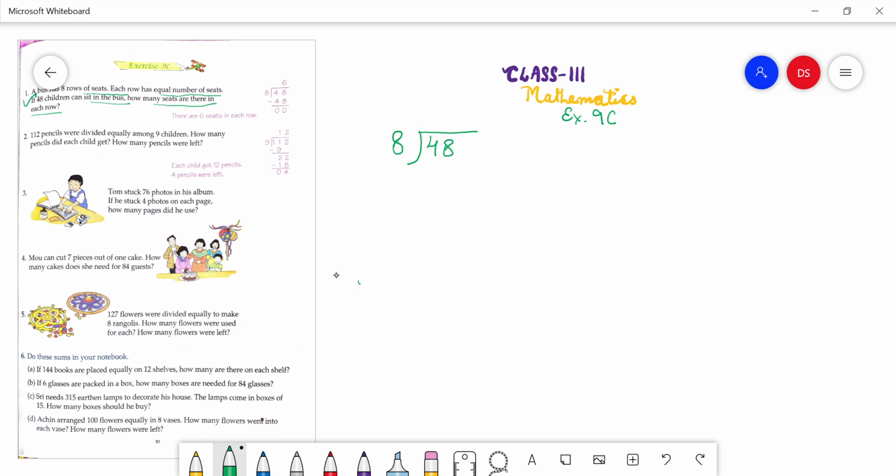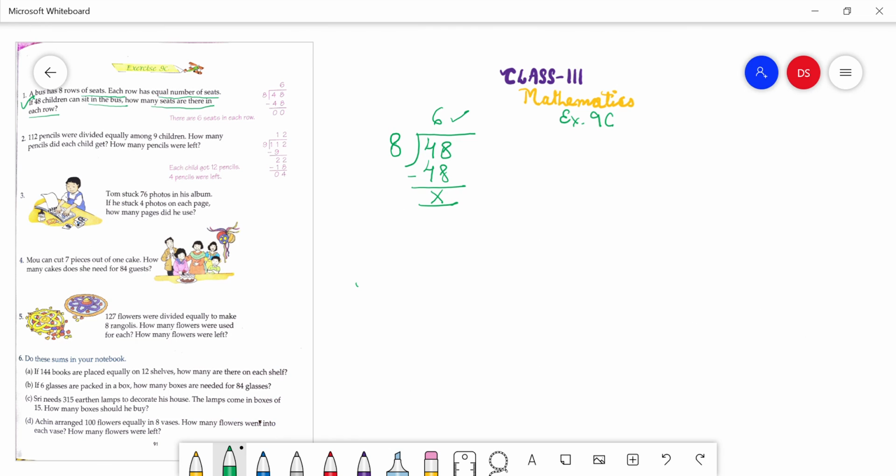8 6s are 48. 48 minus 48 is 0. The answer is 6. How many seats are there in each row? There are 6 seats in each row. In this way, we knew that there are 6 seats in each row. Children, when we are solving the question, then there is no need to write statements. But in the story sums, when we get the answer, we will write the answer in a statement like this.